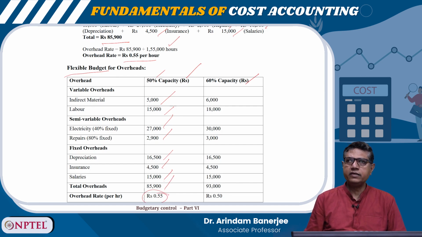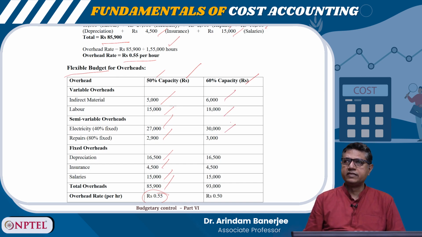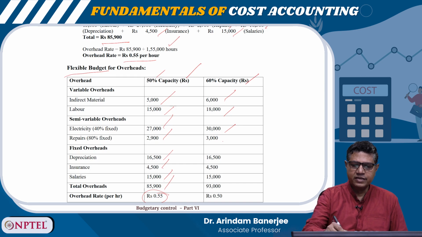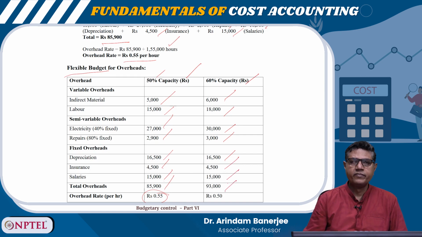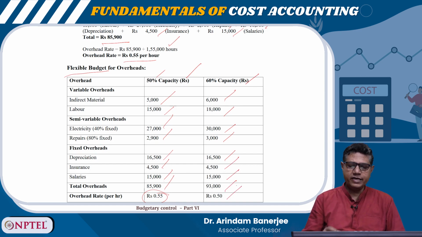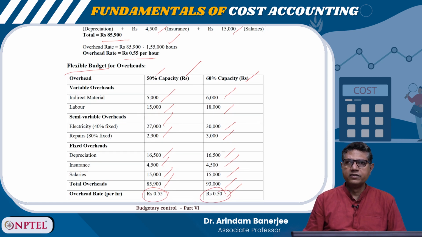At 60% capacity, indirect material will be 6,000, labor 18,000, 30,000 is my electricity, which is 40% fixed, repairs is 3,000, which is 80% fixed, depreciation 16,500, insurance 4,500, salary is 15,000, total overhead is 93,000, so overhead rate is 0.50. So, this is my overhead rate now. Okay. So, this is the flexible budget for the overhead for 50% capacity and 60% capacity.